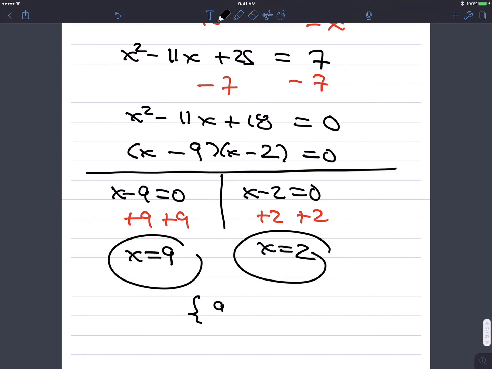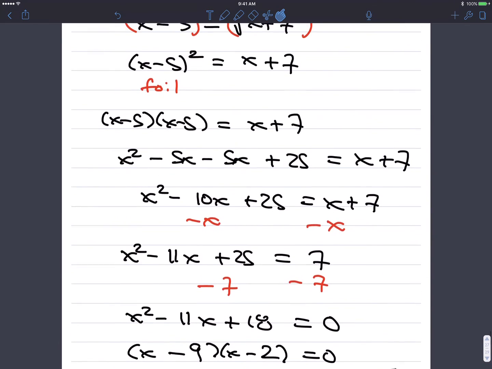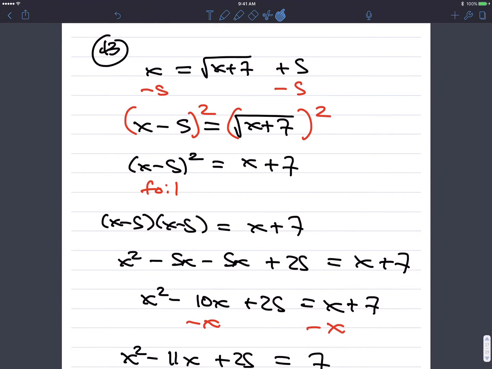So, these are my solutions. Or are they? Go back over here. Notice that if I plug in a 9, 9 minus 5 is 4, and that's positive. So we're good there.